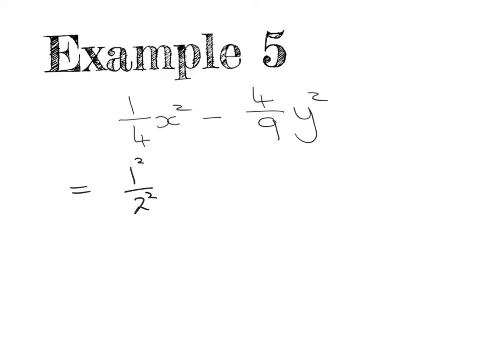1 to the power 2 is 1. 2 to the power 2 is 4. x is already in a power 2 form. Minus, what is 4 as a square number? It's 2 to the power 2. And 9, 3 to the power 2. y to the power 2. Just look at each number in your fraction as a separate number. Don't look at it as a fraction. Look at it as a separate number. Then it will become so much less scary.